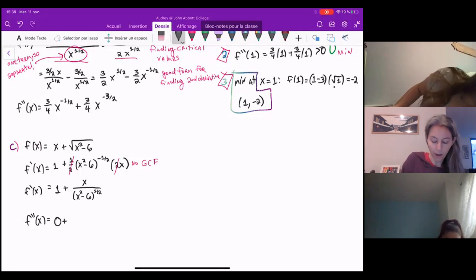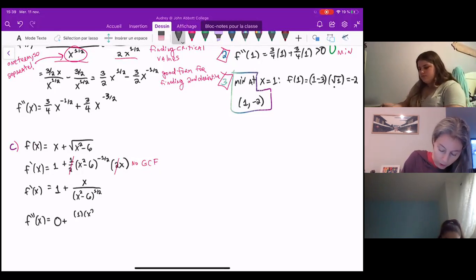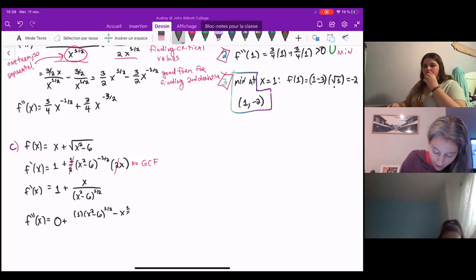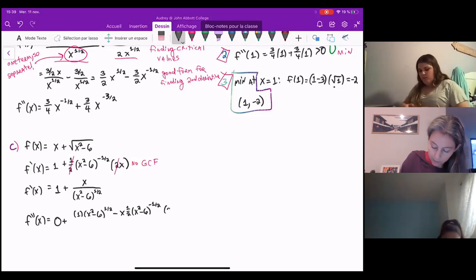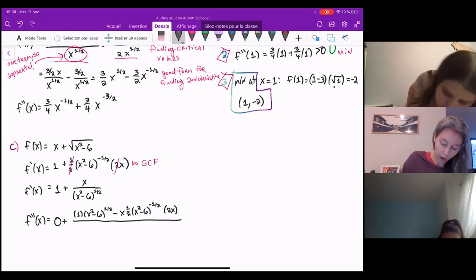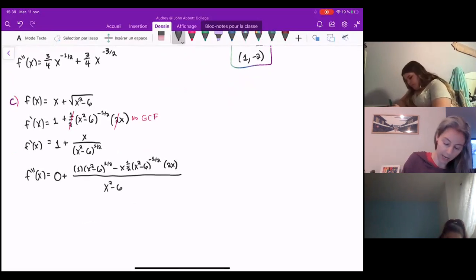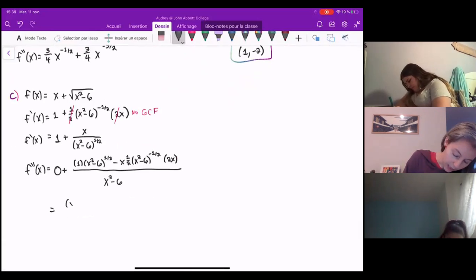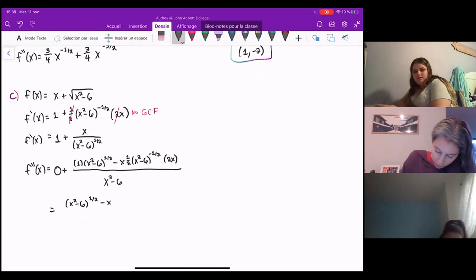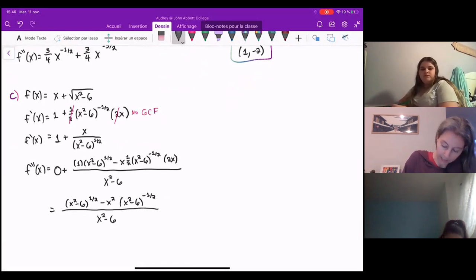0 plus, and now I have a quotient rule. So I have 1 times x squared minus 6 to the 1/2 minus x times 1/2 x squared minus 6 to the negative 1/2 times 2x all over x squared minus 6. And again, I don't have to simplify this, but I'm just going to take a second to make it a little bit prettier. So this is x squared minus 6 to the 1/2 minus x squared times x squared minus 6 to the negative 1/2 over x squared minus 6.